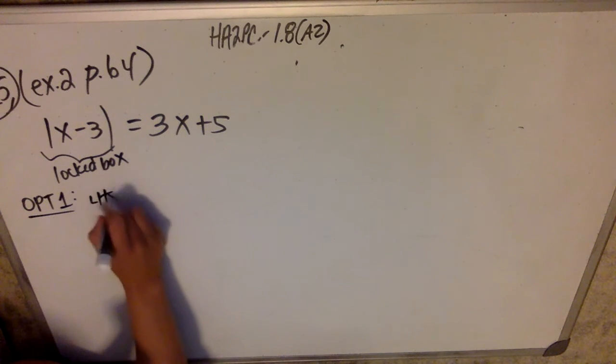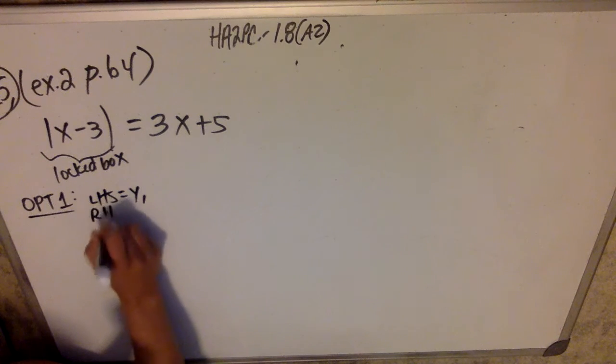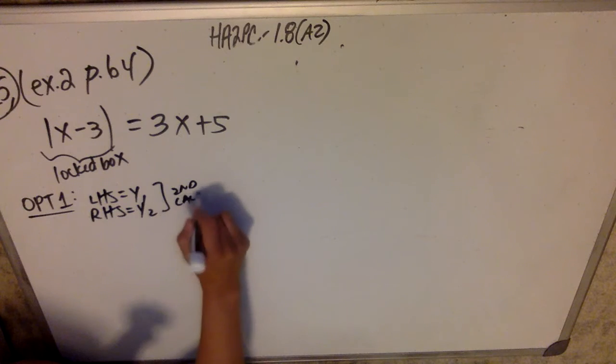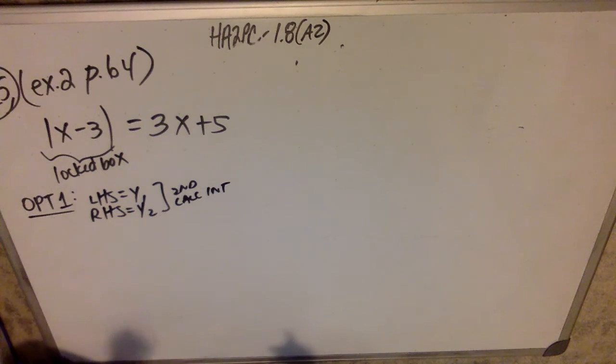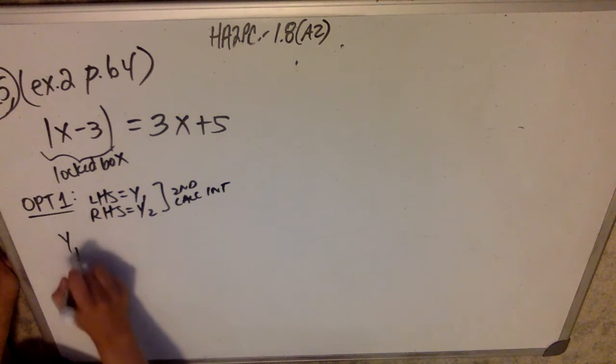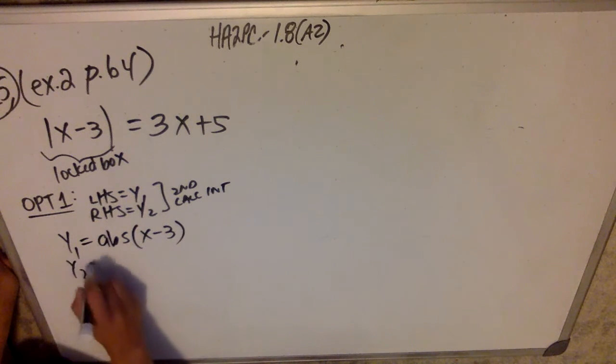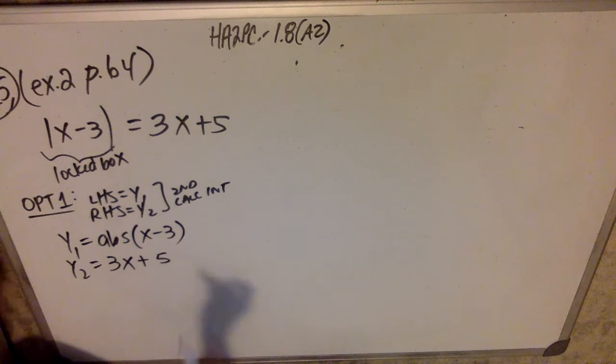I'm going to make my left-hand side my y1. I'm going to make my right-hand side my y2, and I'm going to do second calc intersect. And that's not wrong, okay? That's absolutely fine, all right? So if you chose to do that, your y1 would look like this, abs of the quantity x minus 3. Your y2 would look like a 3x minus 5. And then we're going to go ahead and walk through what that graph looks like, and we'll find those answers.